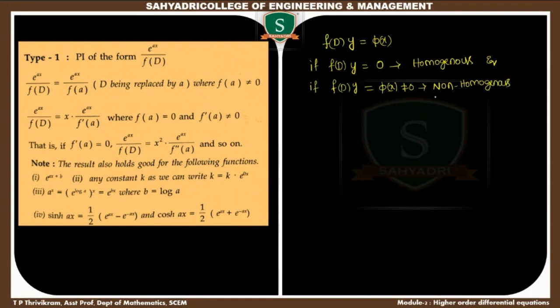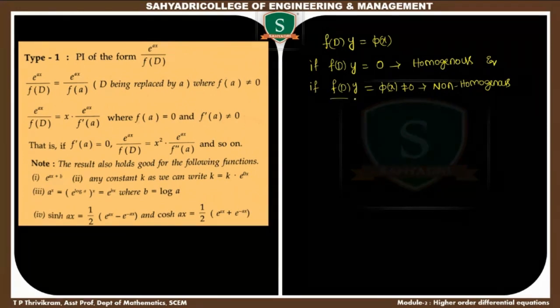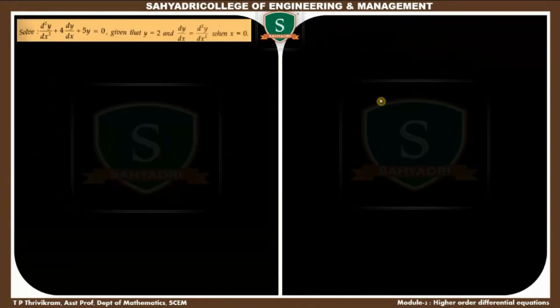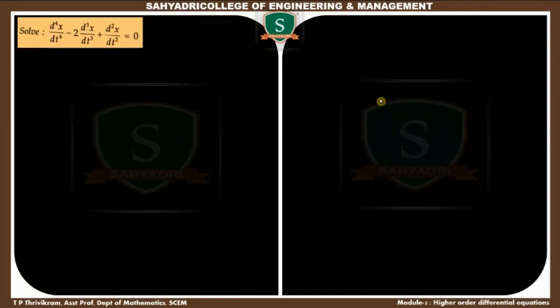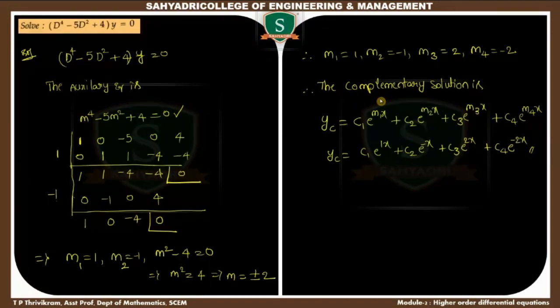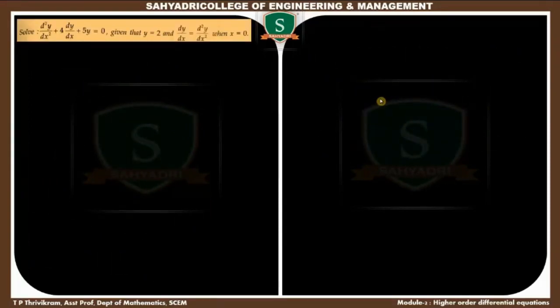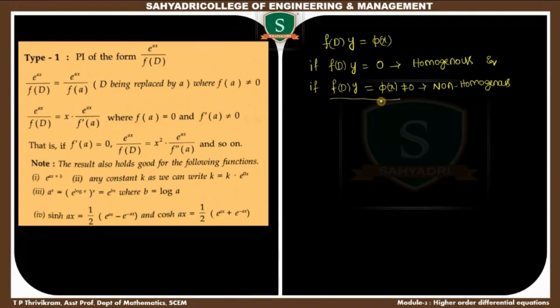So now our main intention is to solve this kind of equation. In the previous problems, if you observe, the right hand side of each given differential equation was zero, so we found the complementary function as the solution. But for non-homogeneous questions, we get two types of solutions: one is the complementary function and the other is the particular integral.